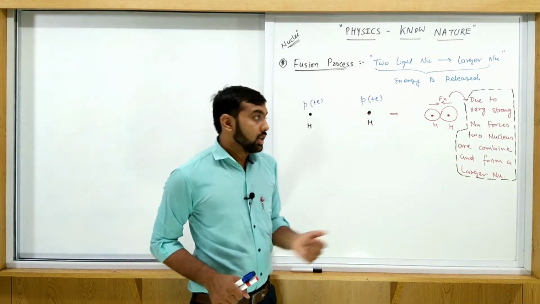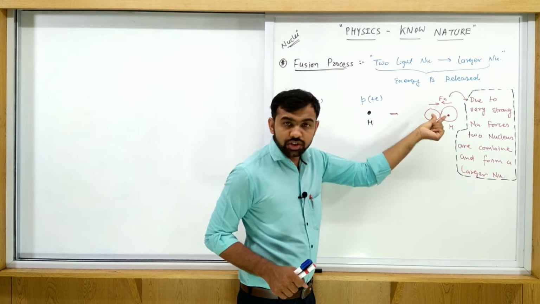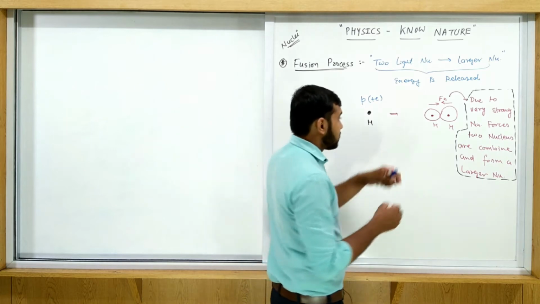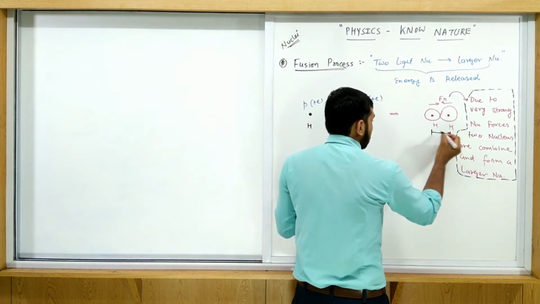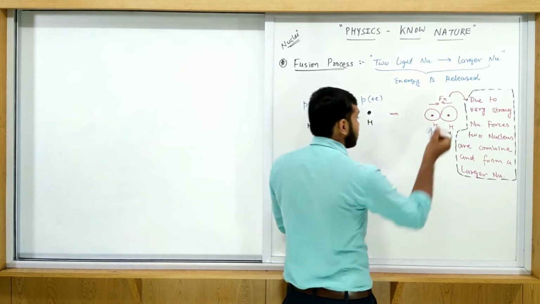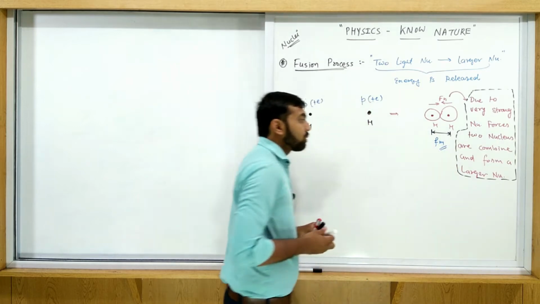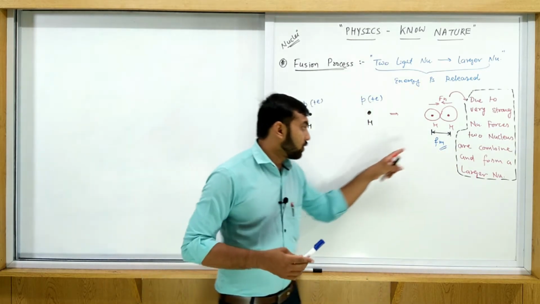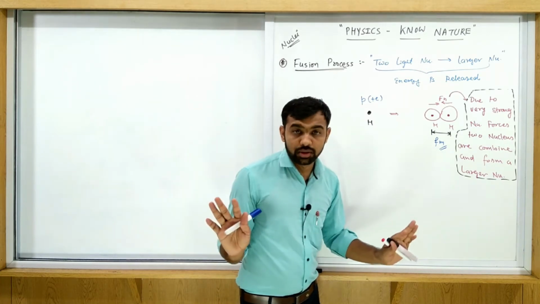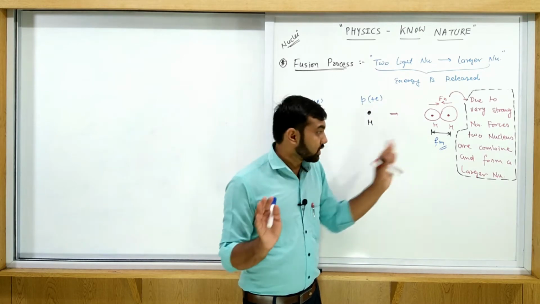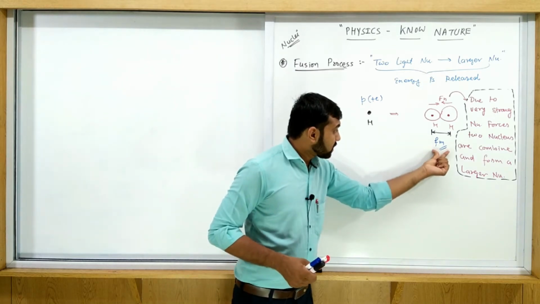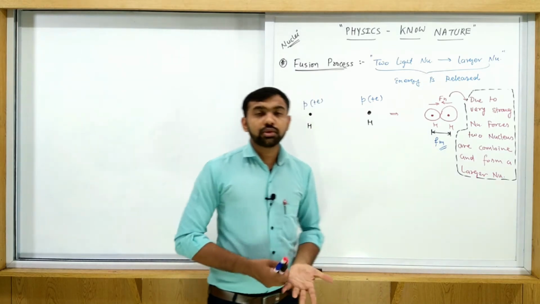But it is applied only if the distance between these two nuclei is less than a femtometer. The distance between the two nuclei must be in the range of a femtometer. Why a femtometer? We already discussed this in nuclear forces. This range is 0.8 femtometer. If the distance is within 0.8 femtometer, then the nuclear force is applied here. If the distance is greater than this, then the nuclear force does not apply.